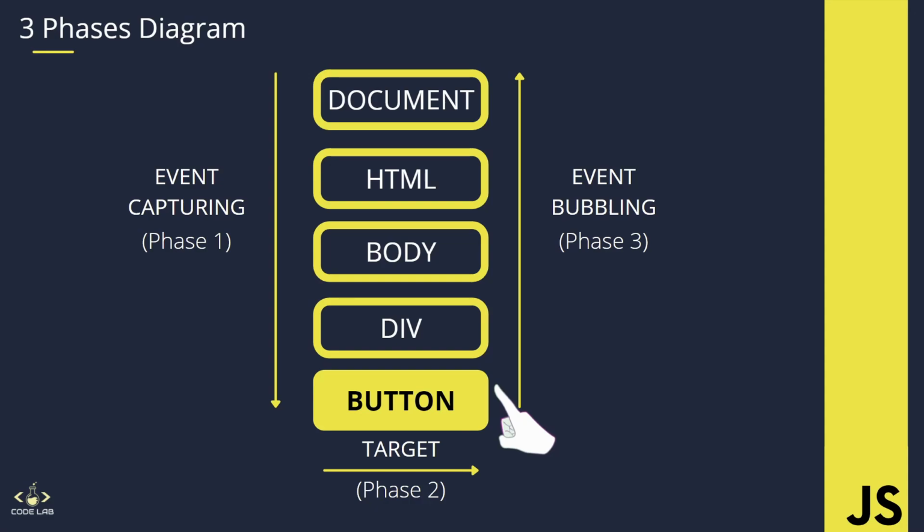So this will trickle until it reaches the target phase. This phase is the DOM node in which we click. So in our example, the button here at the bottom has a click event attached to it. So this would be the target and essentially our target phase.